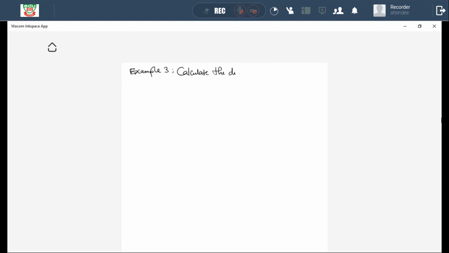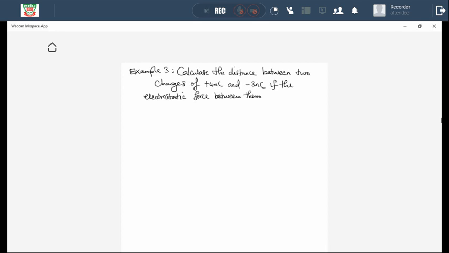Calculate the distance between two charges of plus 4 nanocoulomb and minus 3 nanocoulomb, if the electrostatic force between them is 0,05 newtons.